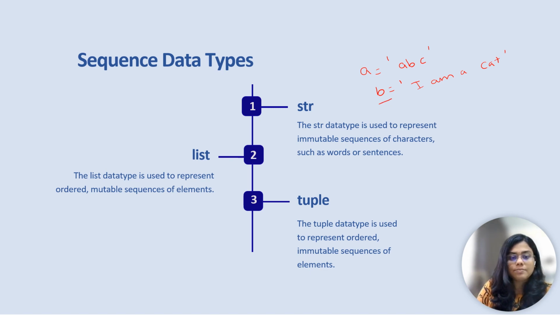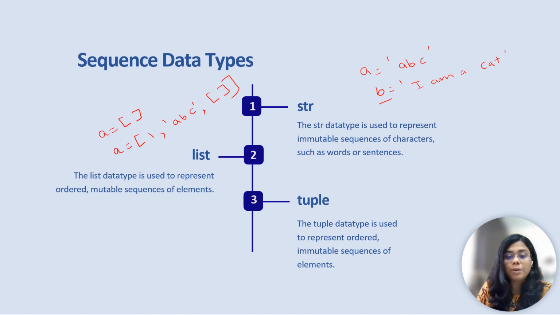Next, we come to the list. The list data type represents an ordered mutable sequence of elements. We define a list with square braces. A list can contain any data type inside it. For example, a equals, we can have numerical values 1, 2, 3, -1, pointed values. We can have a string inside a list, and we can also have a list inside a list. So that is how a list is defined.